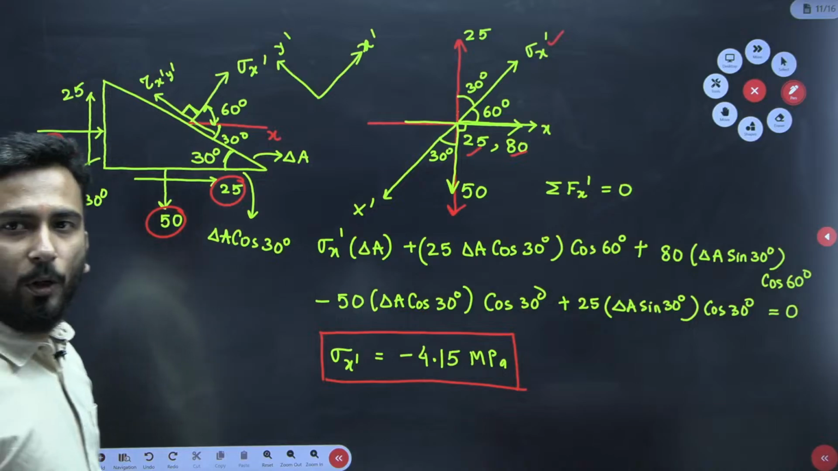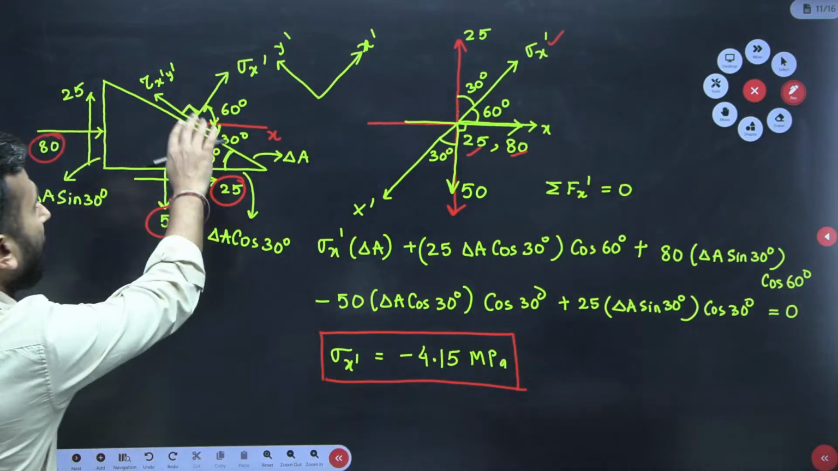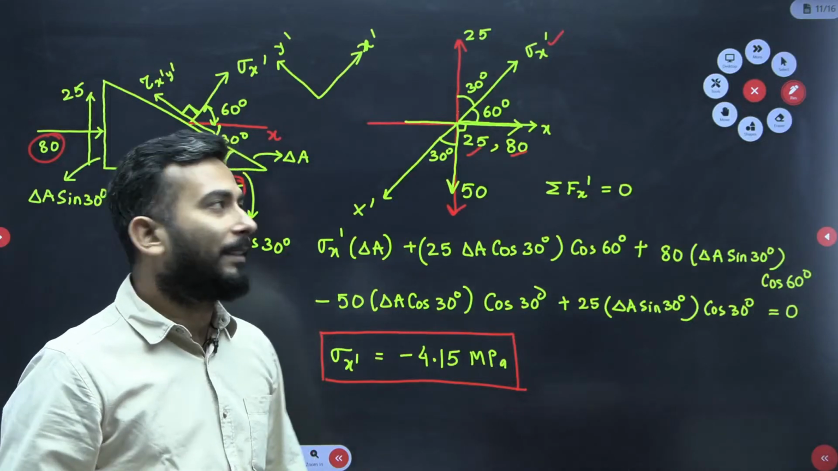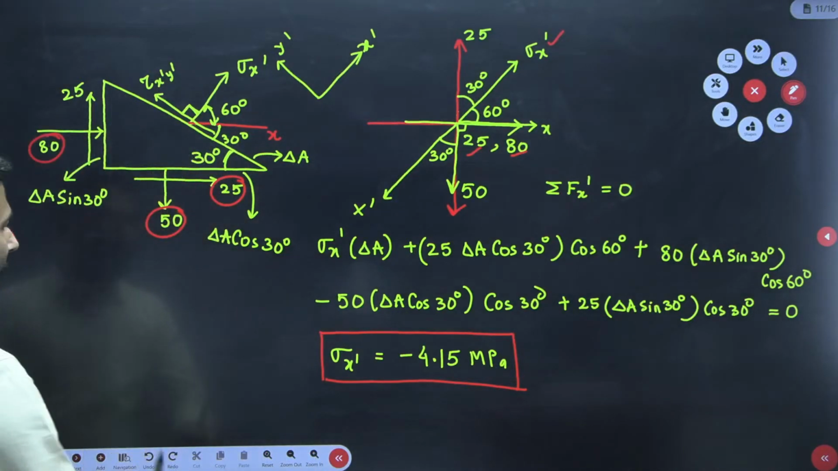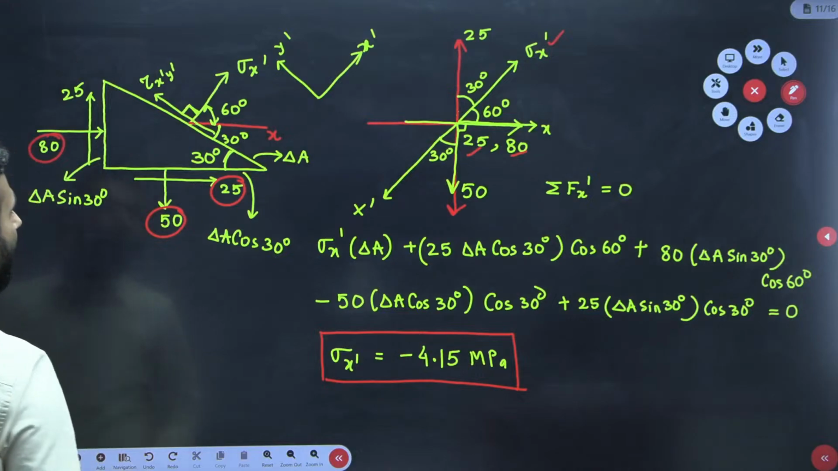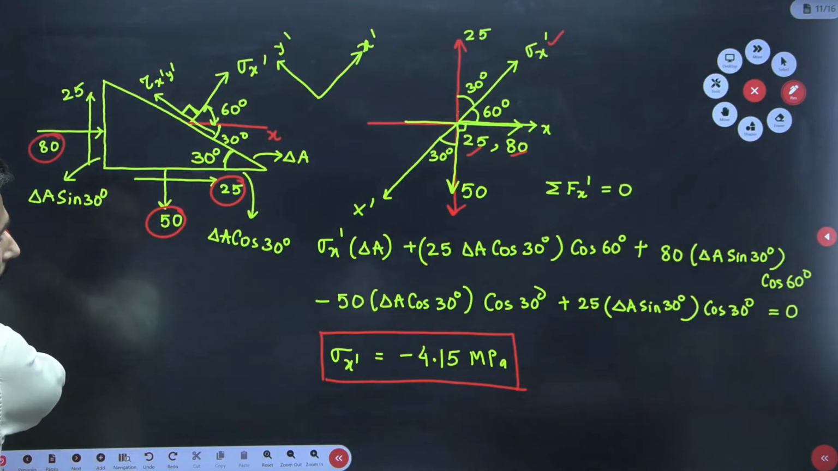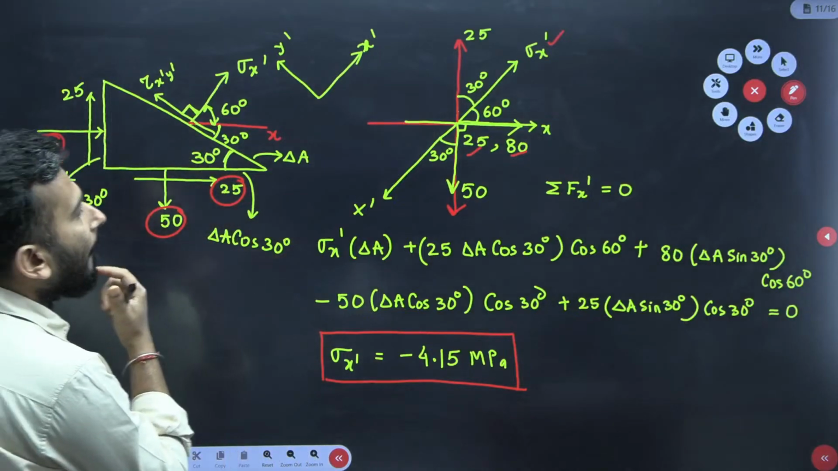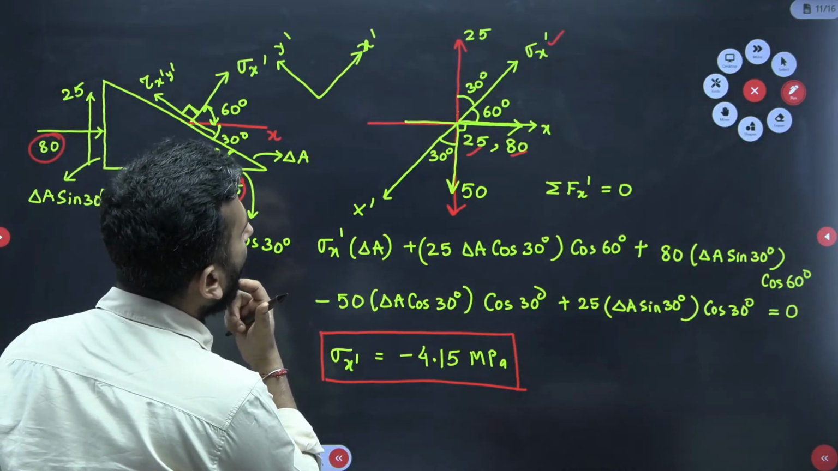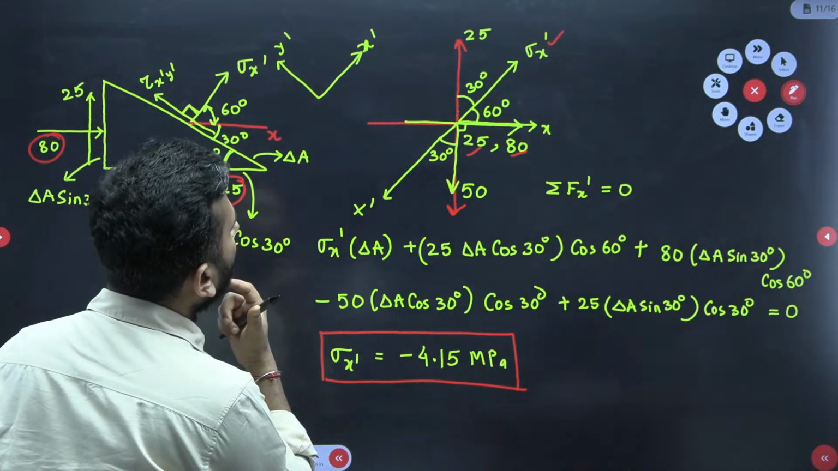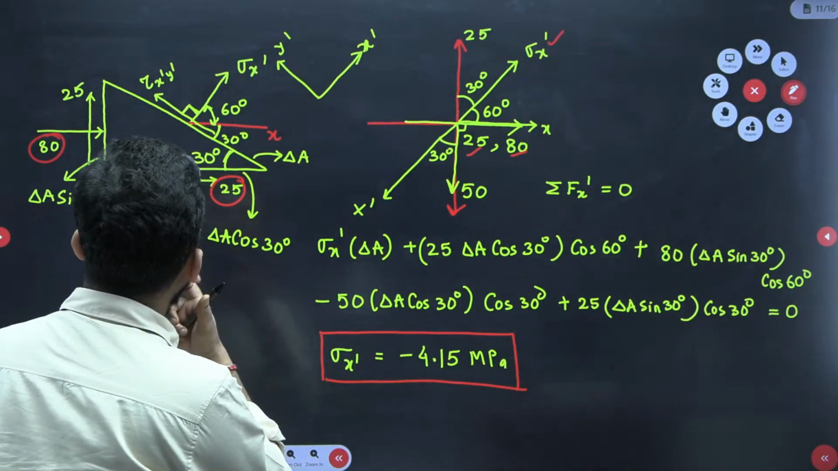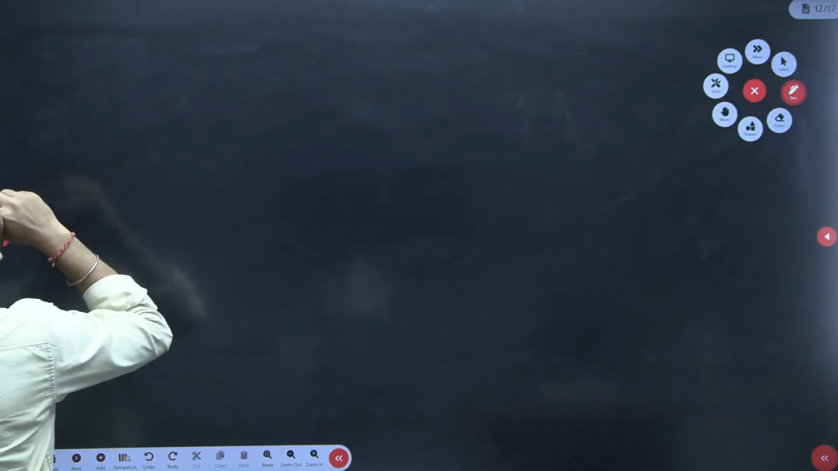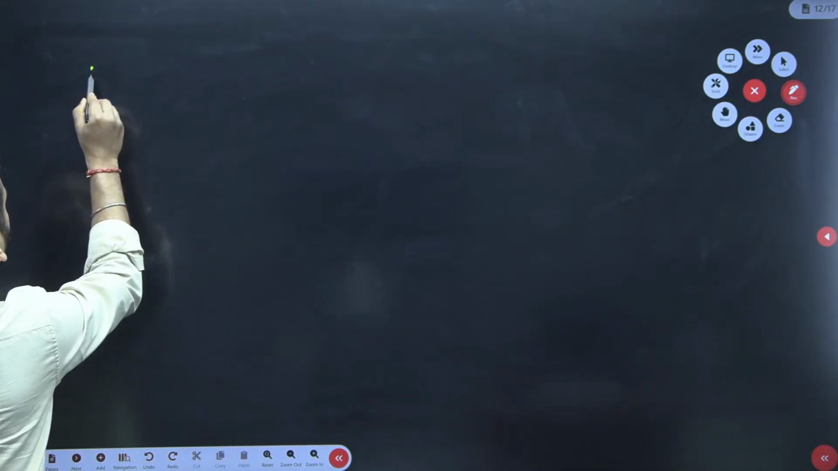Okay. Now on one plane, sigma x dash we have already found, but tau x dash y dash is left. Tau x dash y dash is left. So see, should I do it over here? No, no space is there. No, I'll draw it again, no issues, else you will get confused. So I'm drawing it again, don't worry.